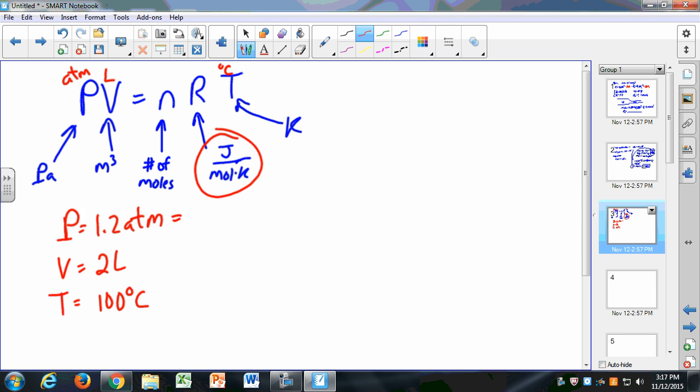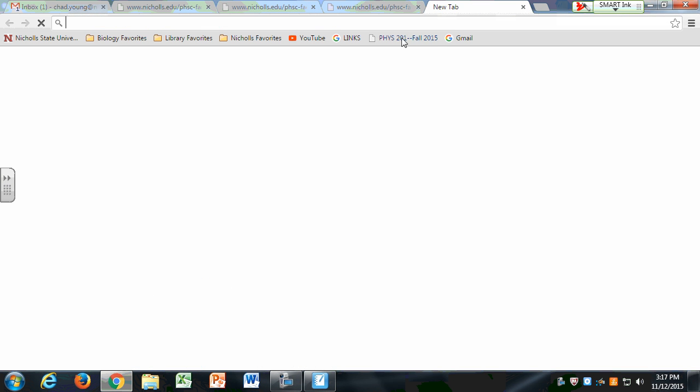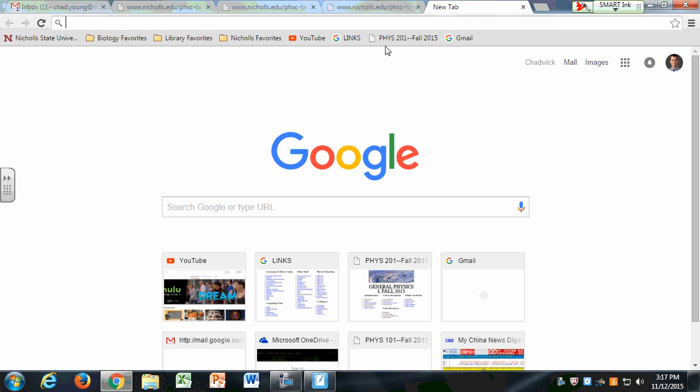Right, 1 times 10 to the fifth. If you forget, that's on your equation sheet, but it's 1 times 10 to the fifth, so this is 1.2 times 10 to the fifth pascals. Okay? Liters, you don't know this right off. In fact, I don't even remember. Y'all might know this. How many cubic meters are in a liter?